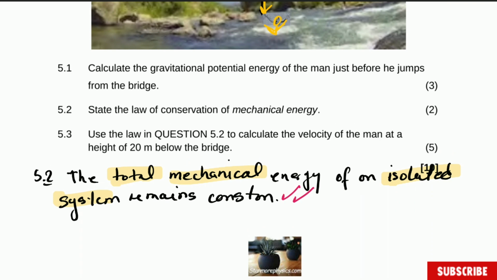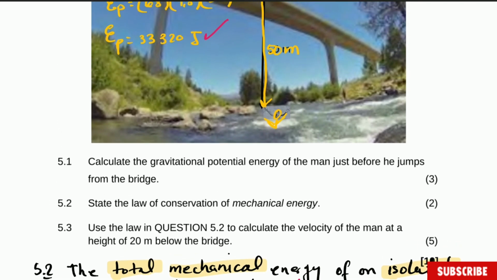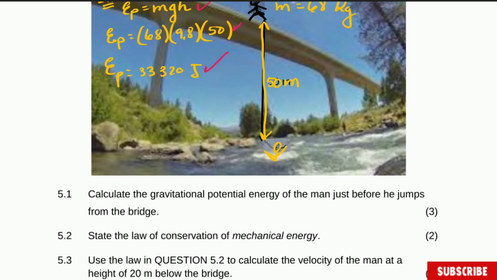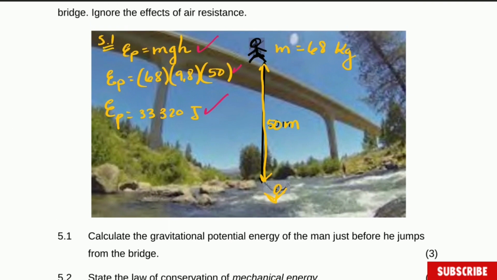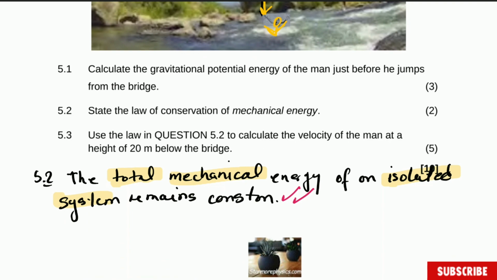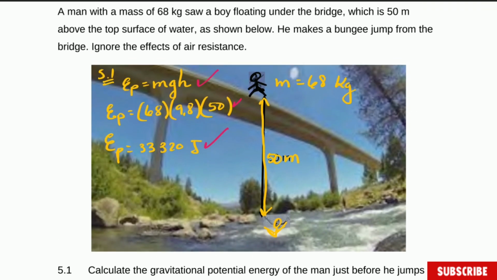Use the law in question 5.2 to calculate the velocity of the man at the height of 20 meters below the bridge. So they want to know below the bridge, 20 meters below the bridge. It means they want you to calculate the velocity of the man when the object or that person is right here. Is 20 meters below the bridge. This is 20 meters from here. It means that from the ground is going to be 30 meters. Alright? So it's 30 meters from the ground. That is what they want to calculate the velocity there.